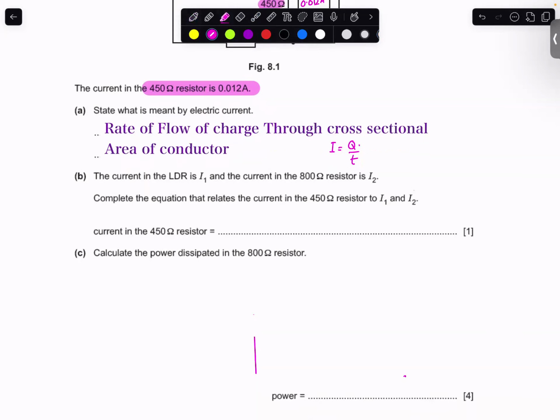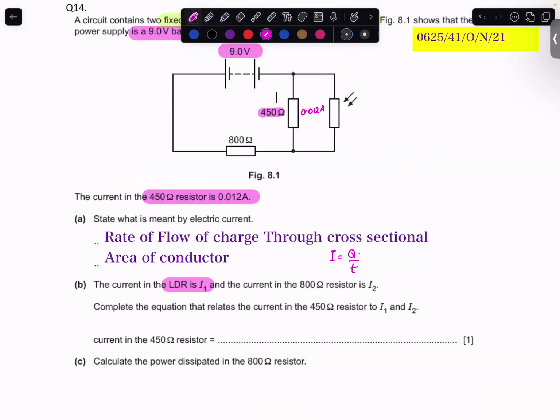The current in the LDR is I1. This means in this region, the amount of current is I1. The current that is available is named as I1. And the current in the 800 ohm resistor is I2. So in this region, the current that is available is named as I2.